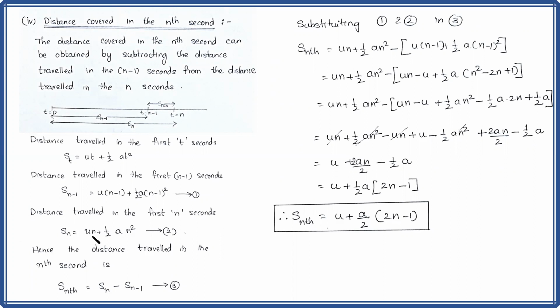Then distance traveled in the first n seconds. Substitute n in the place of t. Sn is equal to un plus half an square, equation number 2. Therefore, distance traveled in the nth second, Snth, that is equal to Sn minus Sn minus 1. So let us take those two equations and derive the distance, which I am showing in blue color.